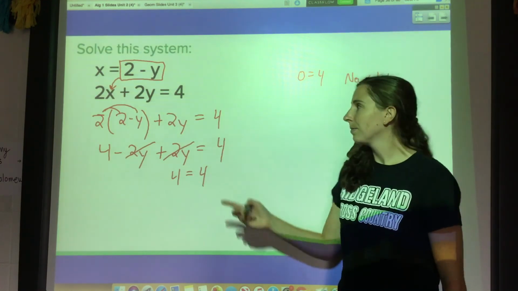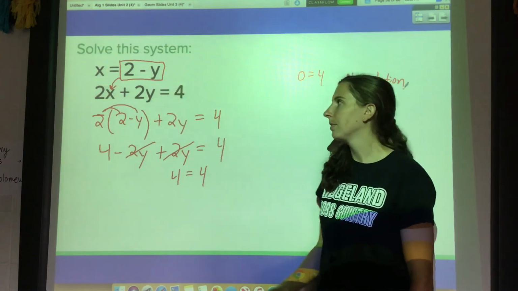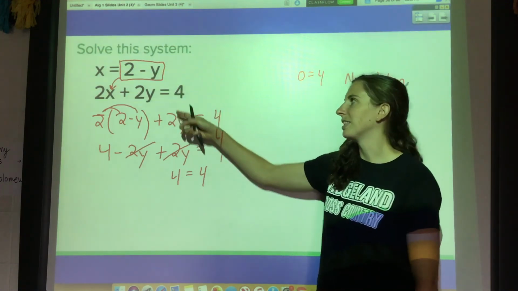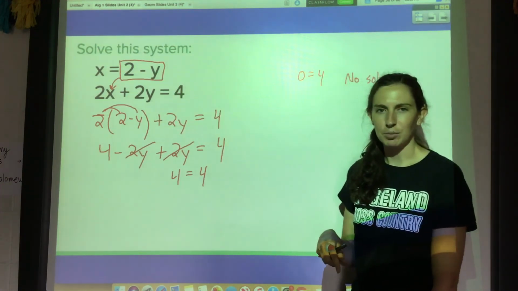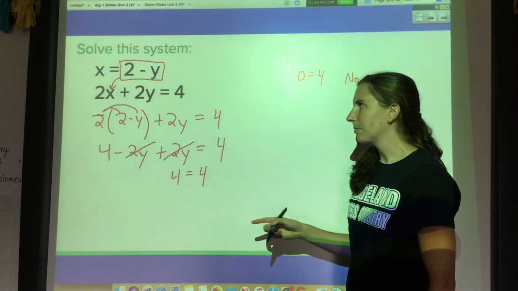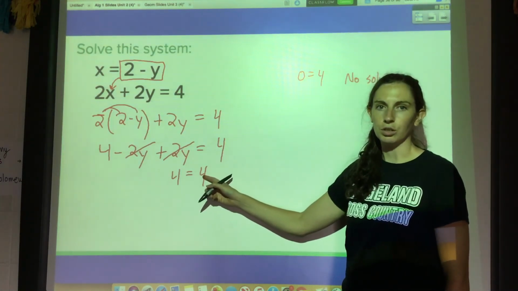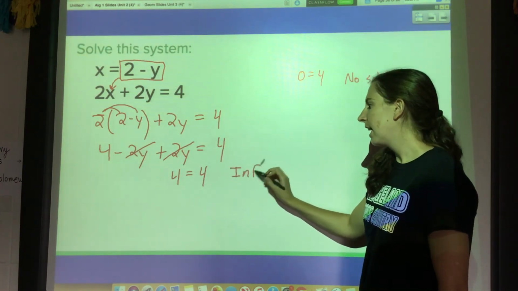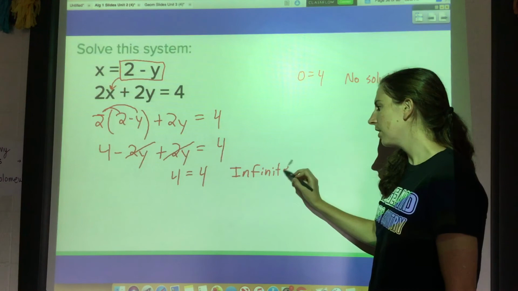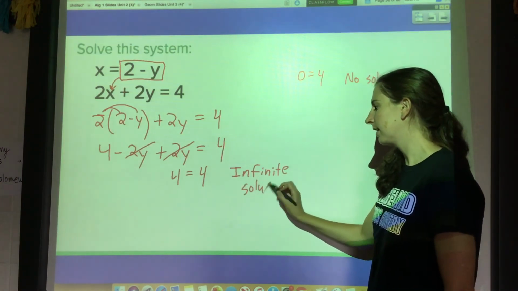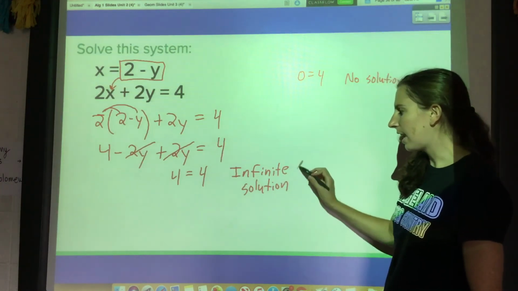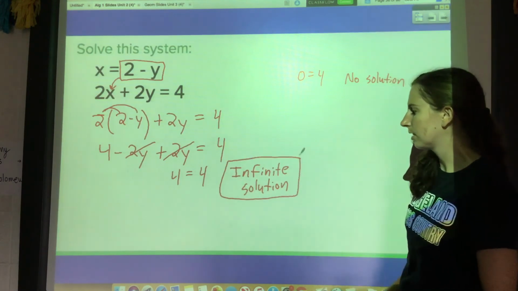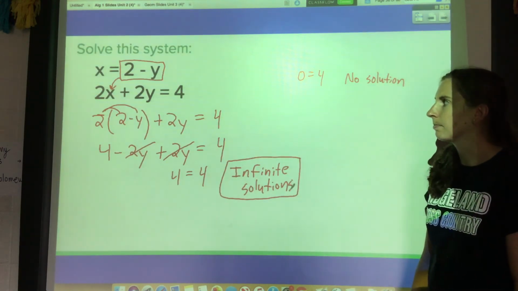So it turns out these were actually just the same equation. And if you want to try to rearrange them and see if you can get one to equal the other, that might be a fun little challenge. So since this is true, but my variables are gone, that means that there are actually infinite solutions. Turns out they were just the same line. So the entire line are all solutions.